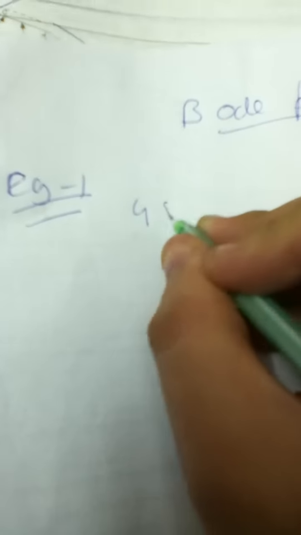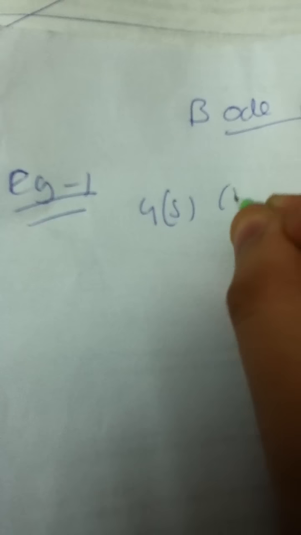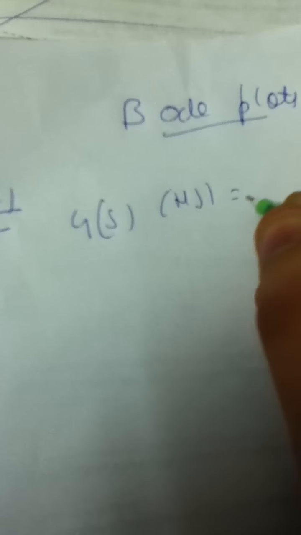Let's start. I'll give you an example of a Bode plot. It will make you learn quickly, easily. Let's take an example. This is my transfer function.